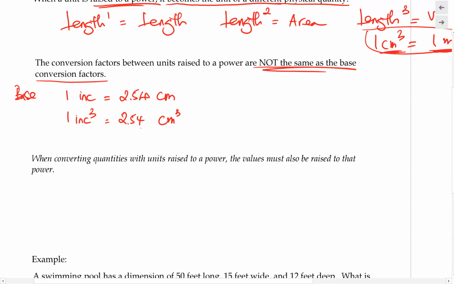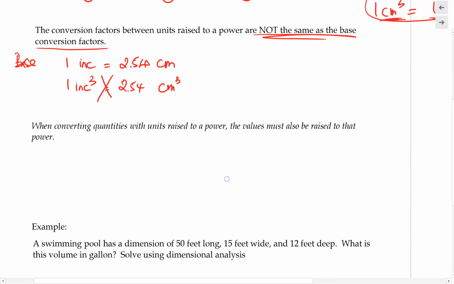So because 1 inch equals 2.54 centimeter, well, is it then true for us to say that 1 cubic inch also equals 2.54 cubic centimeter? And the answer is no. Okay, it's not. So how do we find the relationship between two units when they are raised to a power? Here is how we would do it.